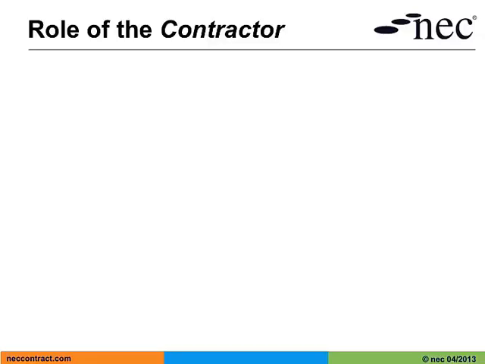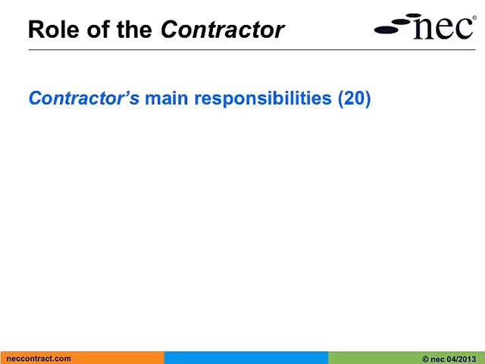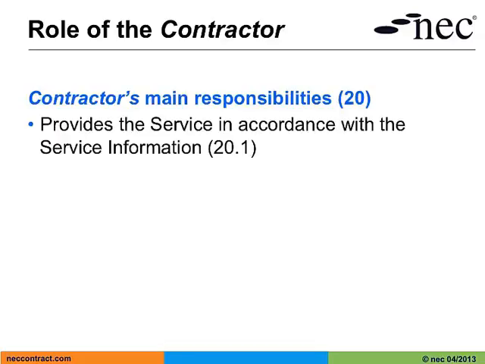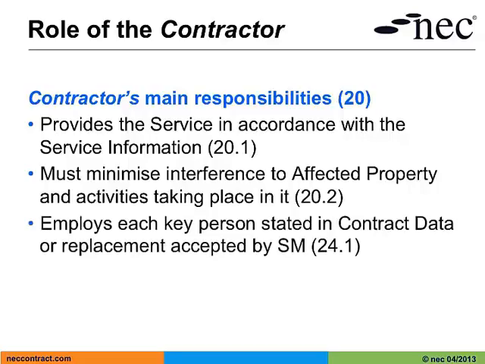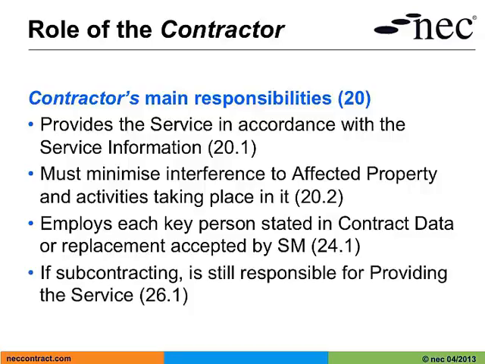Finally, let's look at the role of the contractor. Clause 20 deals with the contractor's main responsibilities. The contractor's main responsibility is to provide the service in accordance with the service information, and in doing so, he must minimise interference to the affected property and the activities taking place in it. There is also an obligation, under clause 24.1, for the contractor to employ each key person stated in the contract data or to employ replacement people accepted by the service manager. Clause 26 in the subcontracting provisions also makes it clear that if the contractor chooses to subcontract any element of the service, he is still responsible for providing the service as if he hadn't.